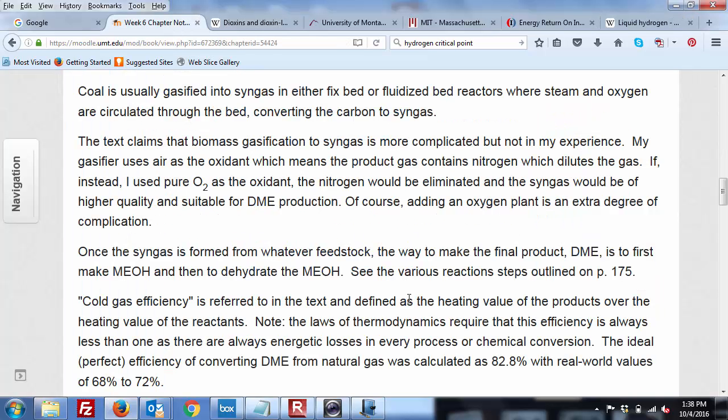Let's just get back in here. Okay, so once the syngas is formed from whatever feedstock, the way to make the final product is to first make MeOH and then dehydrate it. See the various reaction steps on page 175. I'm just going to write a few of these out.